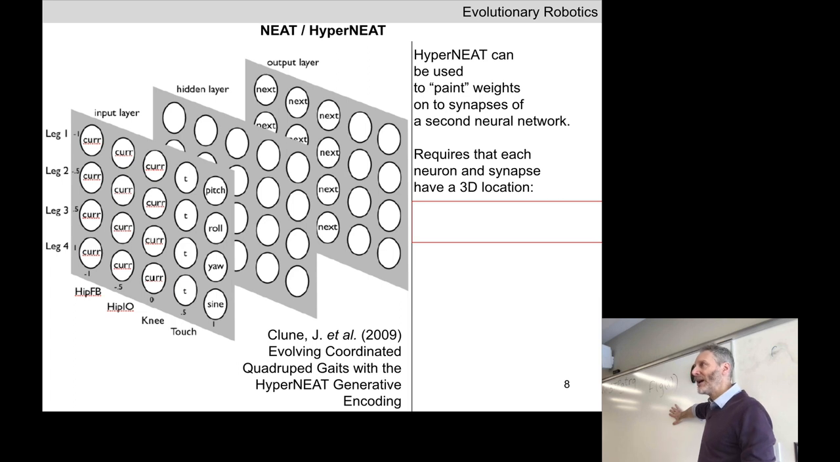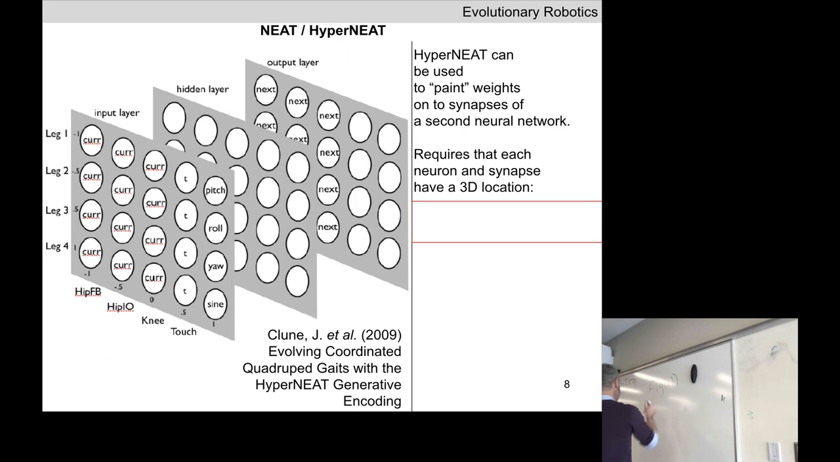So at the board last time, we were painting amount of green, or we were painting notes onto an empty piece of sheet music. Now we're painting weights onto synapses embedded in three-dimensional space. What kind of CPPN do we need to do that? It needs coordinates, exactly. What coordinates? The coordinates of what? Synapses. Exactly, right? We need the location, the coordinates, of each synapse.